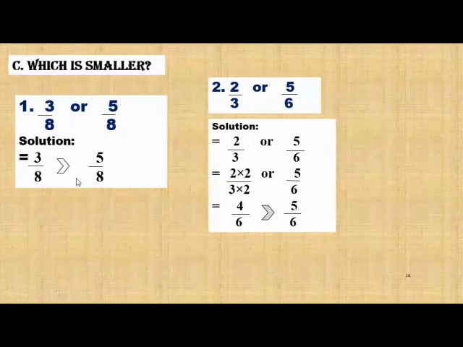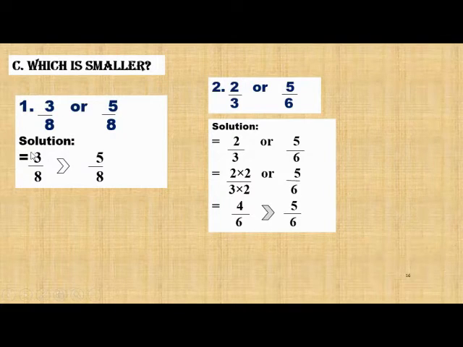As you can see, the denominators are the same but the numerators are different. So you have to check the numerators to see which fraction is smaller. Is 3 upon 8 smaller or 5 upon 8 smaller? 3 upon 8 is smaller, so 3 upon 8 is your answer. This is question number 1. I hope you all understand easily.